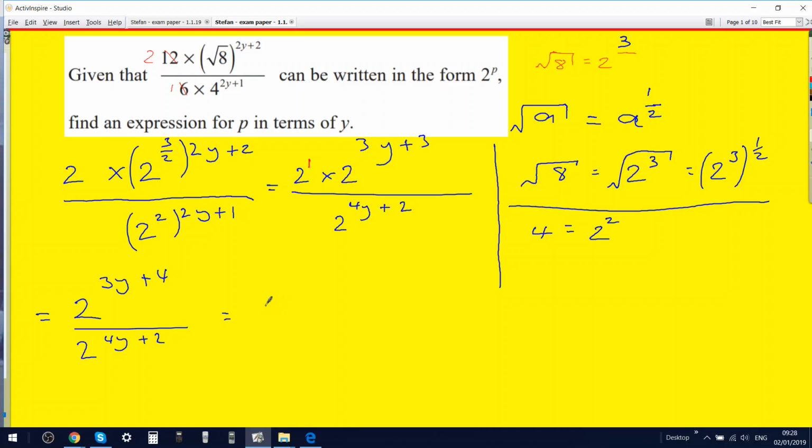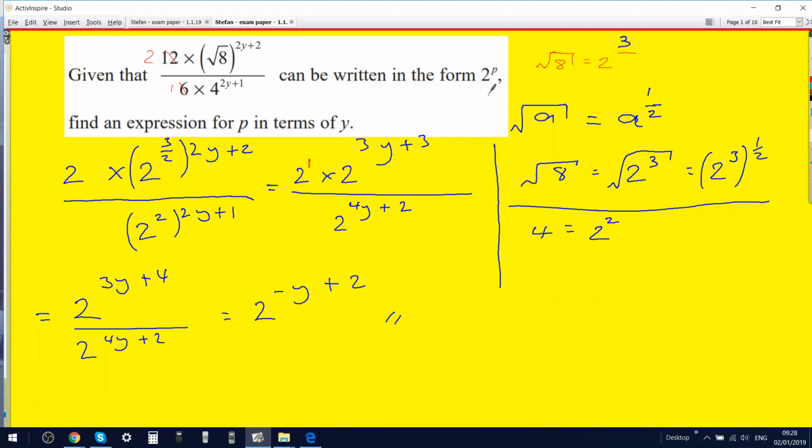plus or minus y plus 2. That's it. Minus y plus 2. And that's what they wanted, 2 to the power of p. And so, yeah, p is minus y plus 2. So, any questions there? No.